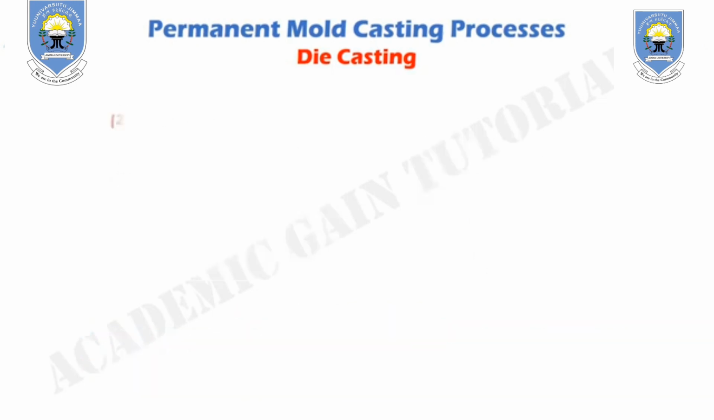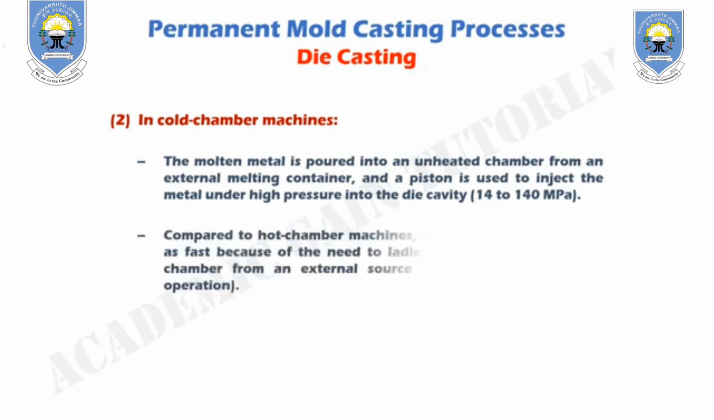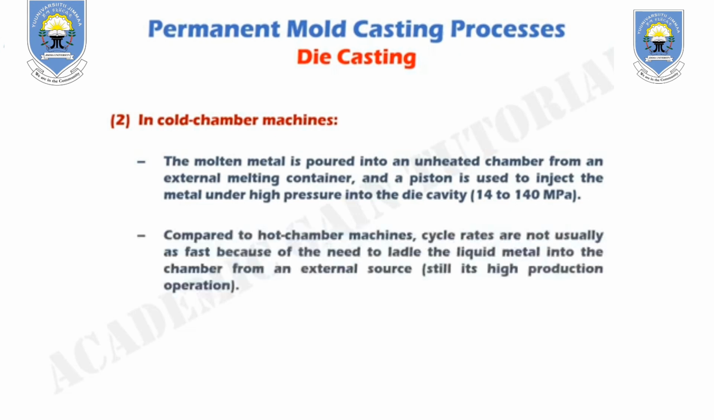On the other hand, in cold chamber die casting machines, the molten metal is poured into an unheated chamber from an external melting container, and a piston is used to inject the metal under high pressure into the die cavity at about 14 to 140 megapascals. Compared to hot chamber machines, cycle rates are not usually as fast because of the need to ladle the liquid metal into the chamber from an external source. Still, it is a high production operation. Typical metals for casting are aluminium, copper, zinc and magnesium alloys.